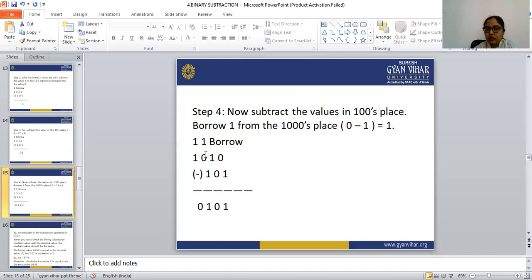So what does this 0 do? This 0 borrows 1 from the thousands place. So what happens here? This 1 goes here, and this 0 becomes 10, and the binary number 10 is equal to decimal number 2. 2 minus 1 is equal to 1. When this 0 borrows 1 from here, the thousands place becomes 0. So 101 is the correct answer to this question.